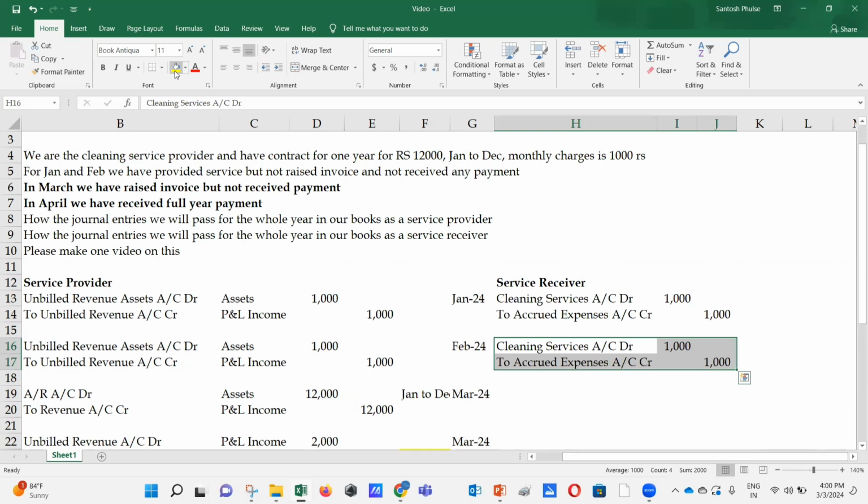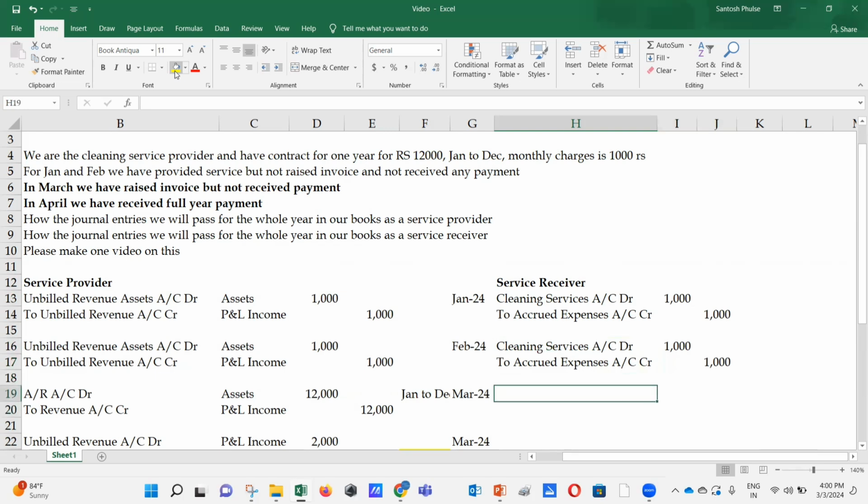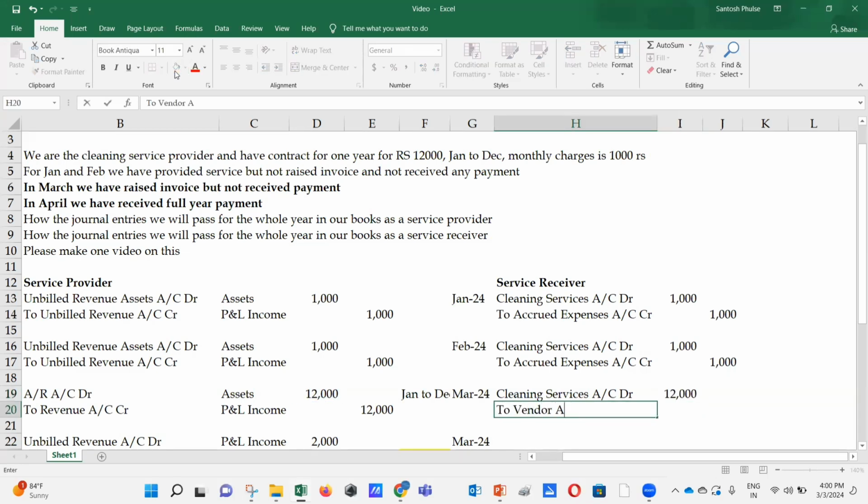And when you reach March, you have received the invoice for the entire amount. That's 12,000. So the entry for that is cleaning services account debit for 12,000 to vendor account credit, 12,000. So you have booked that as a liability here.